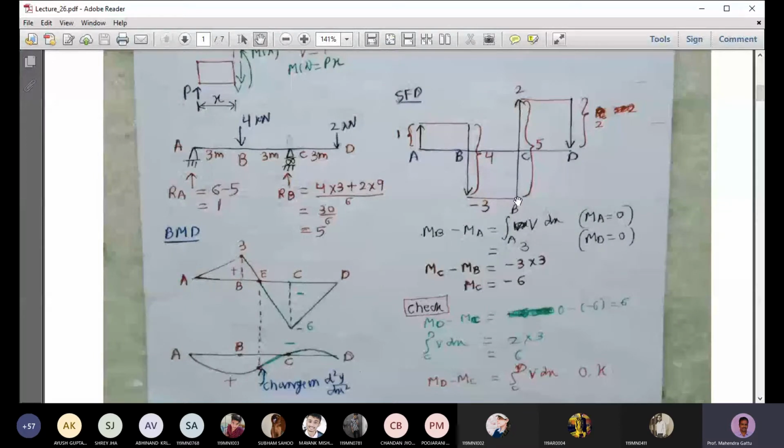And at C there is a reaction. Sorry, this is B, right? This is C and this is B. Okay. So at B there is a reaction, so there will be a jump. That reaction will jump by 5 units, so it will go from -3 to +2.